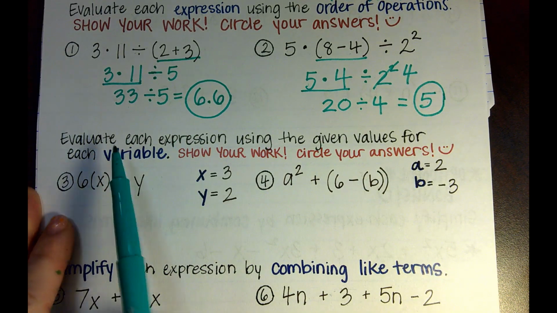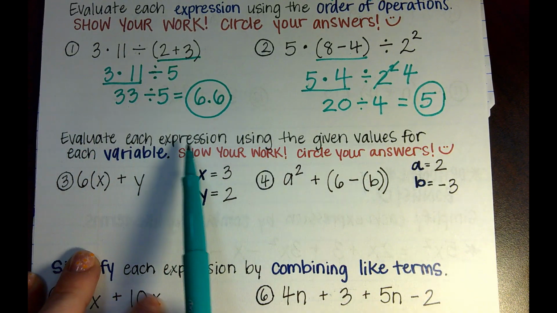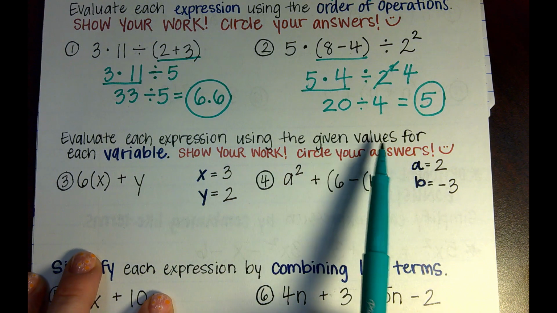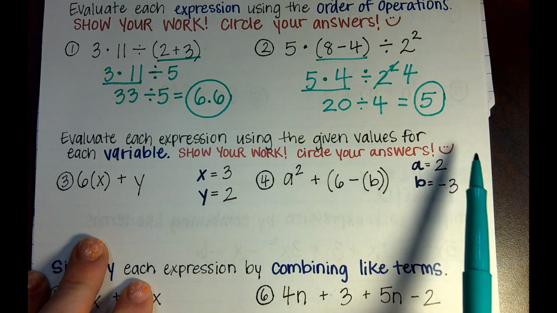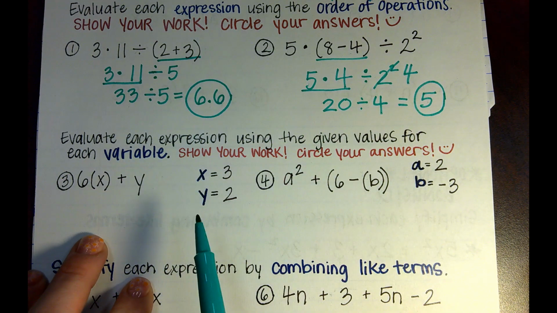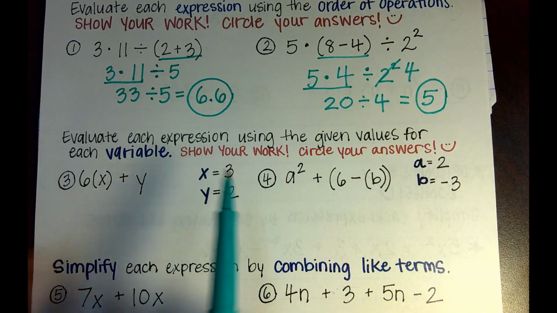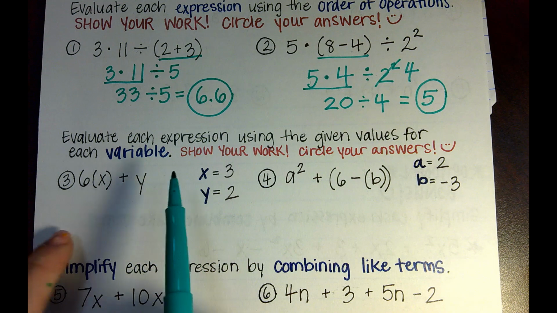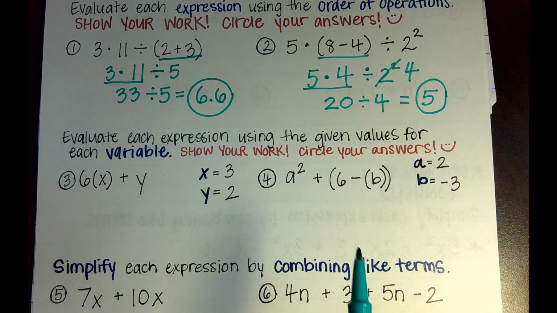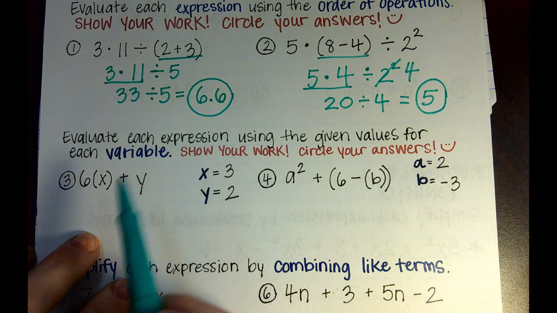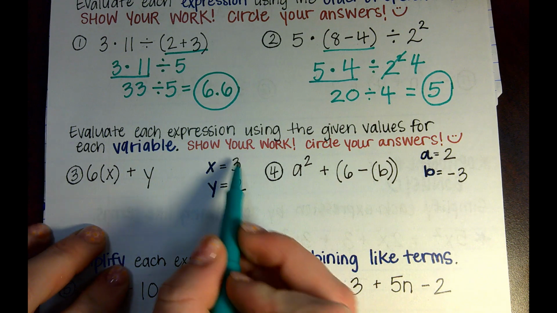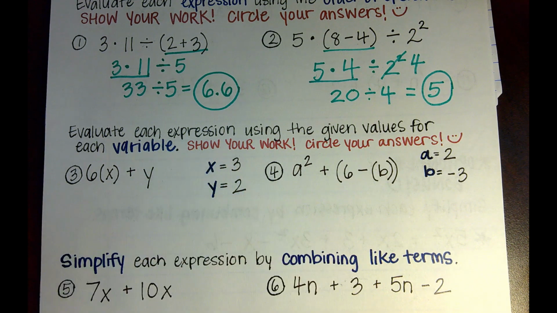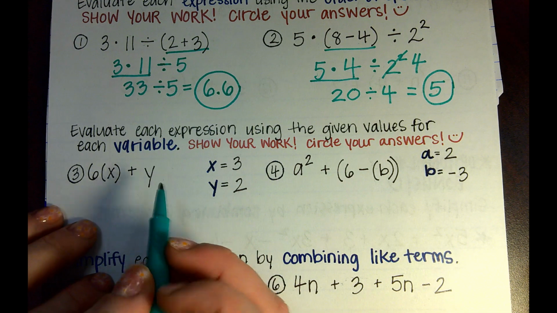Now the directions here say evaluate each expression using the given values for each variable. Show your work, circle your answers. So, can somebody explain to me what does that mean in simple terms? What are we going to be doing here with these variables? Yes, you're substituting your x and y with numbers. I'm just going to be substituting my x and my y for the numbers they give us. We're just replacing the letters with numbers.